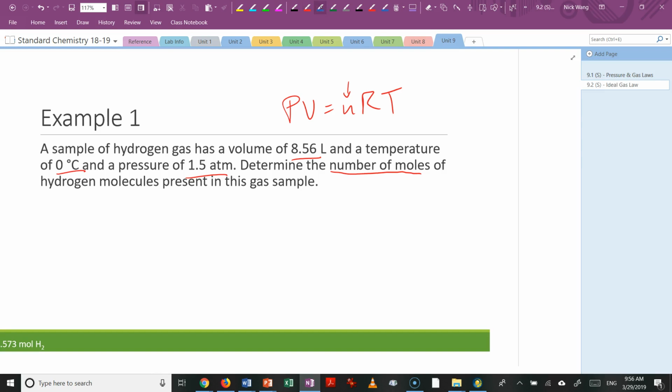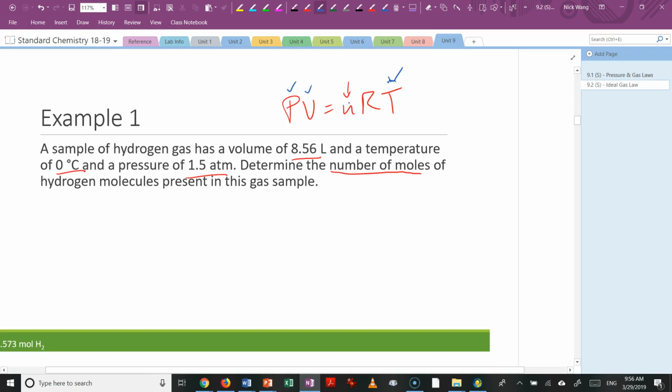Based on the text here, a sample of hydrogen has a volume of this, so we have that value. Temperature of yada yada yada. We kind of have a temperature, right, because we're given a degree Celsius, but that should be an easy conversion to Kelvin, so we'll do that. And then a pressure of 1.5 atm, which again comes from that, right? So it's a pressure.